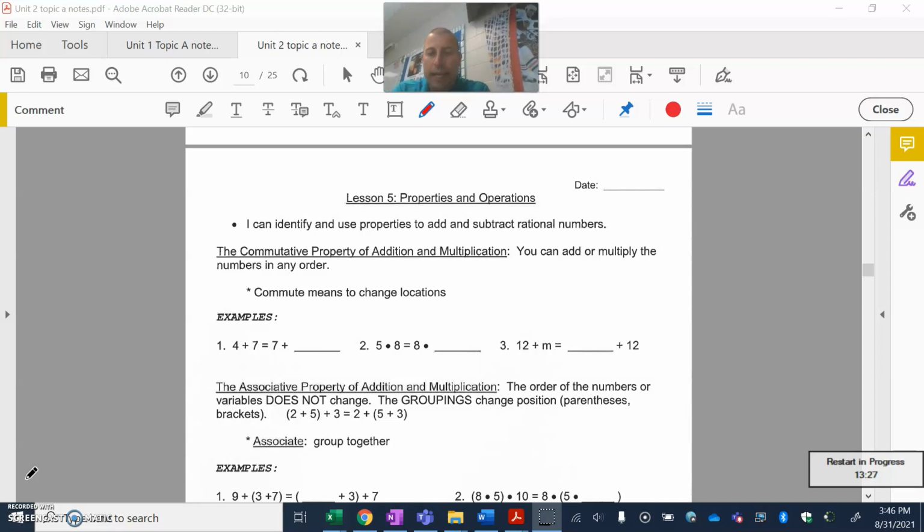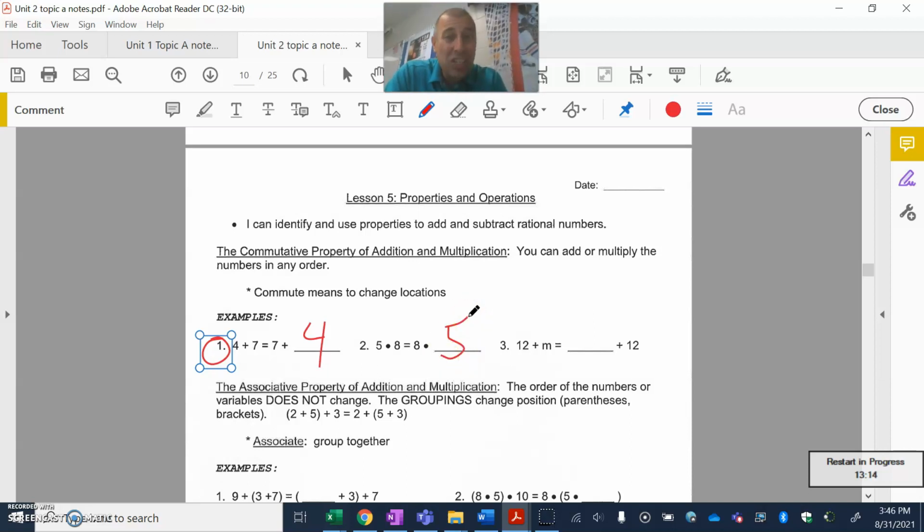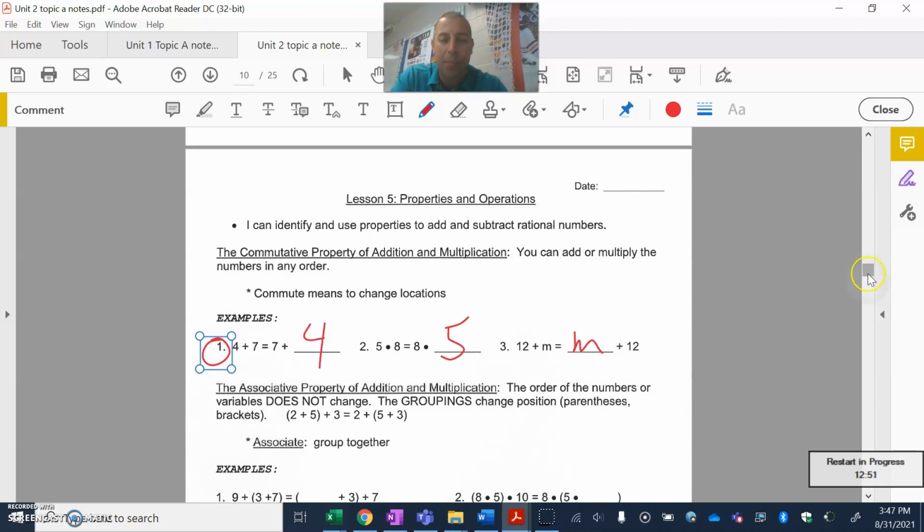In example number 1 here, 4 plus 7 is the same as 7 plus 4. 5 times 8 is the same as 8 times 5. You see what we're doing here? We're just flipping the order around. It doesn't change it. In addition, you're still going to get 11 no matter what. Question 2, when you multiply, you're still going to get 40. Look at question number 3. They're saying 12 plus m is the same as m plus 12. Yes, flip the order around. It does not matter when you are adding or multiplying. That is your commutative property.